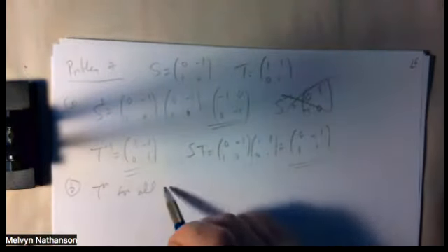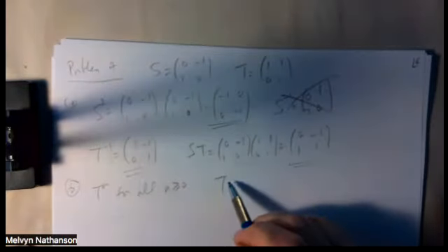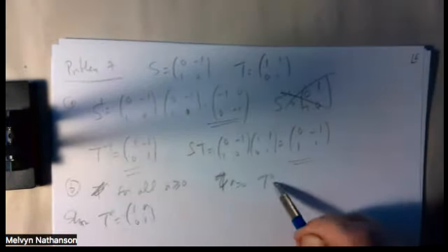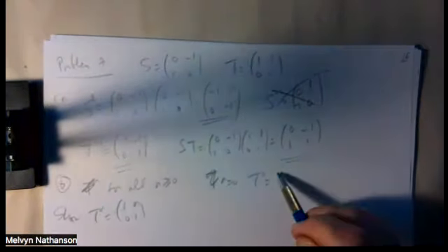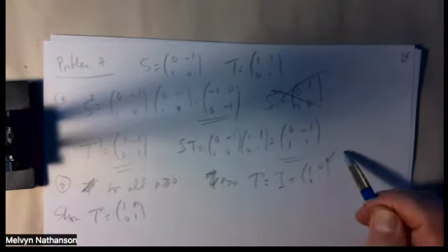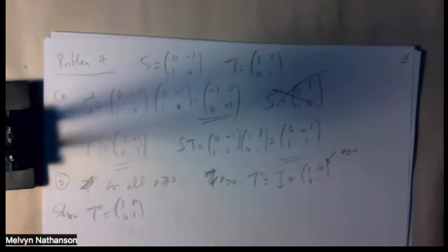In part B, we want to compute by induction T to the n for all non-negative integers n. So we want to show that T to the n is the matrix 1, n, 0, 1. So for n equals 0, a matrix raised to the 0th power, a square matrix, is the identity 1, 0, 0, 1. So you have n equals 0 in this upper right-hand corner.